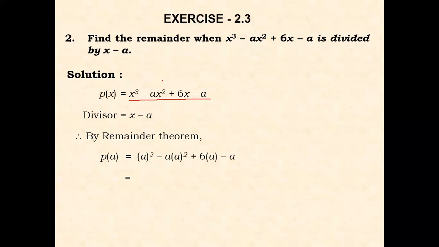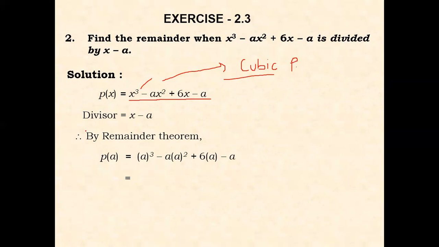It's a cubic polynomial. Why cubic polynomial? Because the highest power is 3. This is the highest power 3. Okay, exponent is 3. So it's a cubic polynomial. We have the cubic polynomial here, px, right?